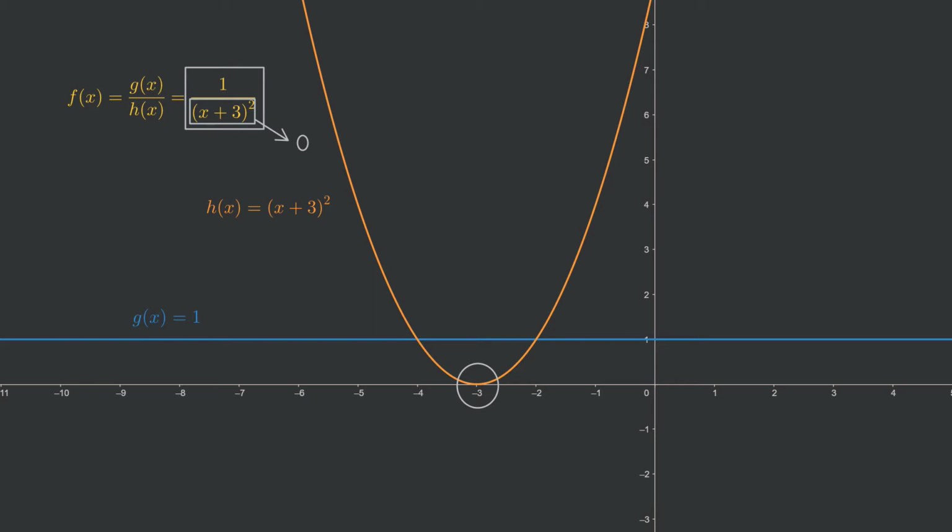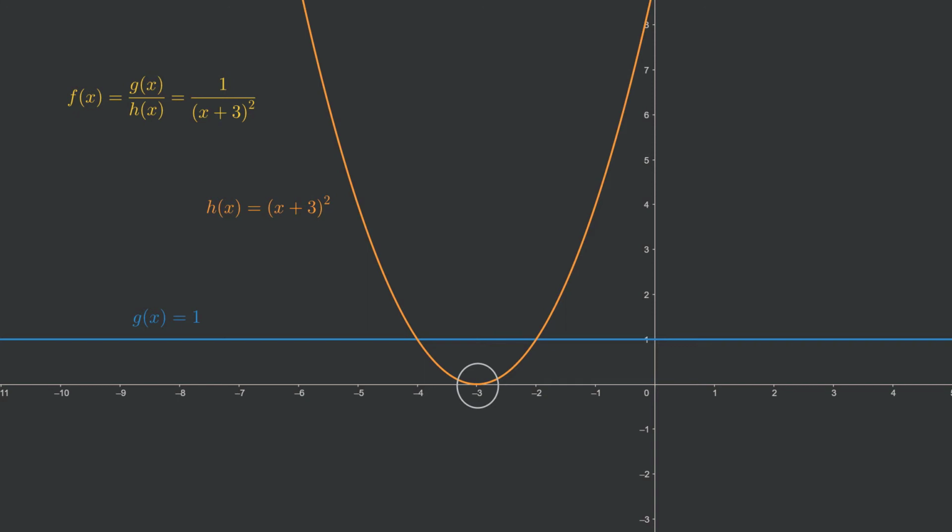But the important question is, does it tend to plus or does it tend to negative infinity? The answer to this question depends on from which side the denominator approaches 0, from the negative side or the positive side. If it approaches 0 from the negative side, the function values will tend to negative infinity. If it approaches 0 from the positive side, the function values will approach positive infinity. Usually, this depends on from which side x approaches x0, in this case -3.